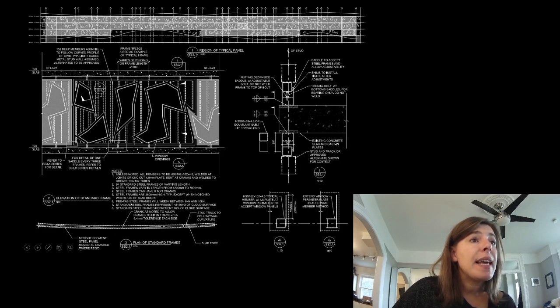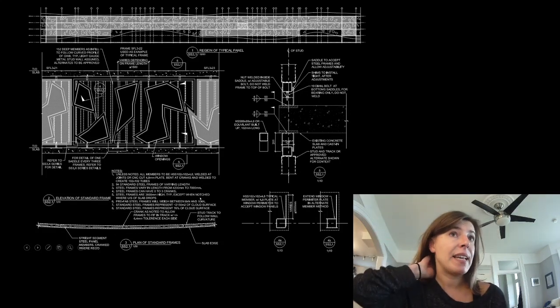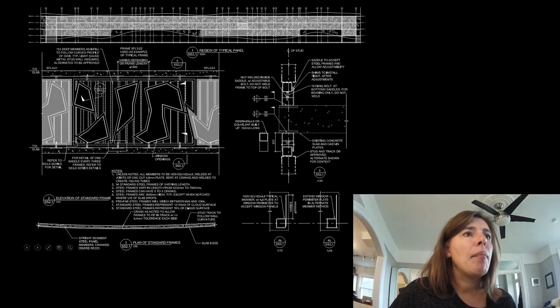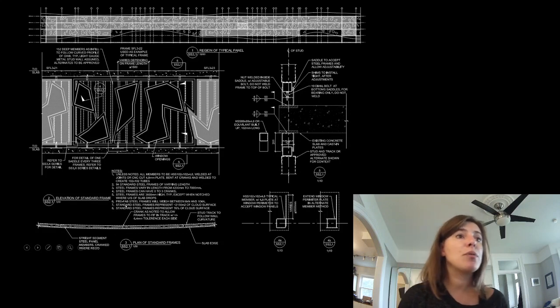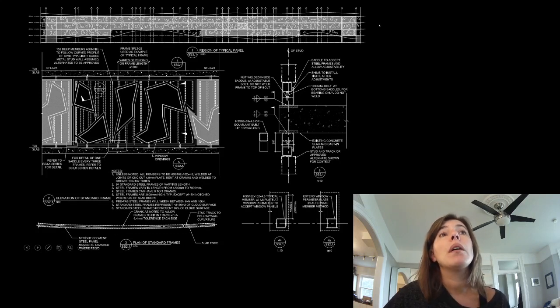So here I say that the prefab steel frames will weigh between a min and a max, and I had a chart that gave that information. And I said that the standard frames represent the majority of the cloud surface, or actually 76% of the cloud surface. So the standardized ones are the majority of it, and there's a few that don't fall into that criteria.